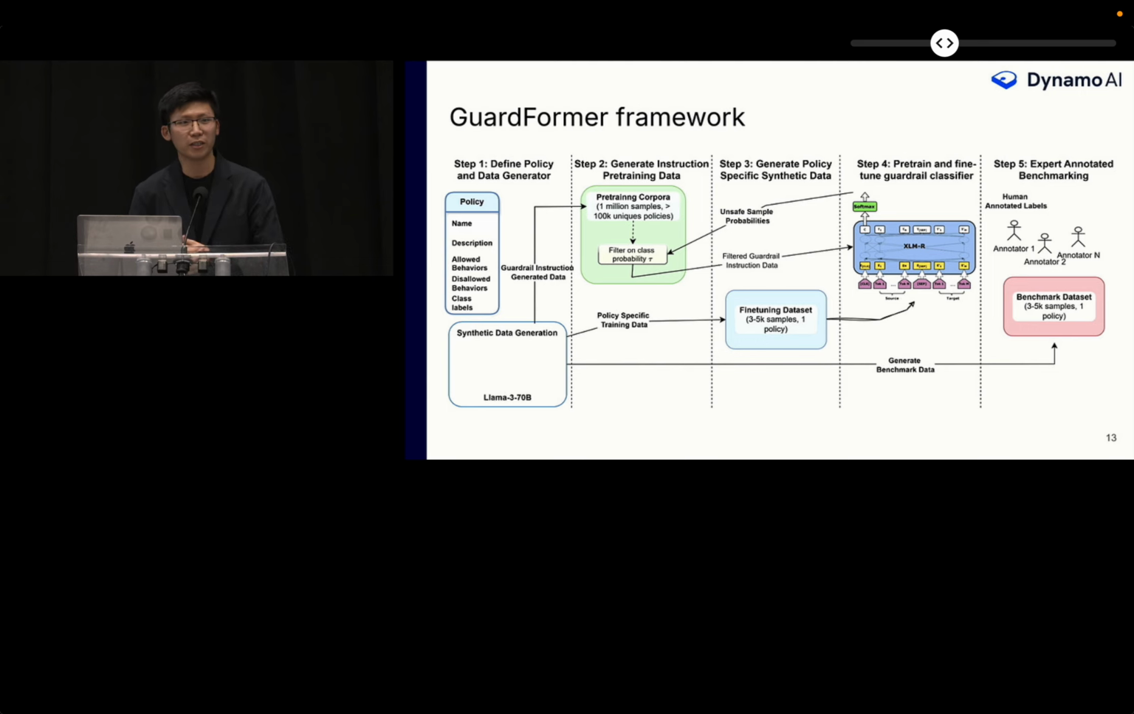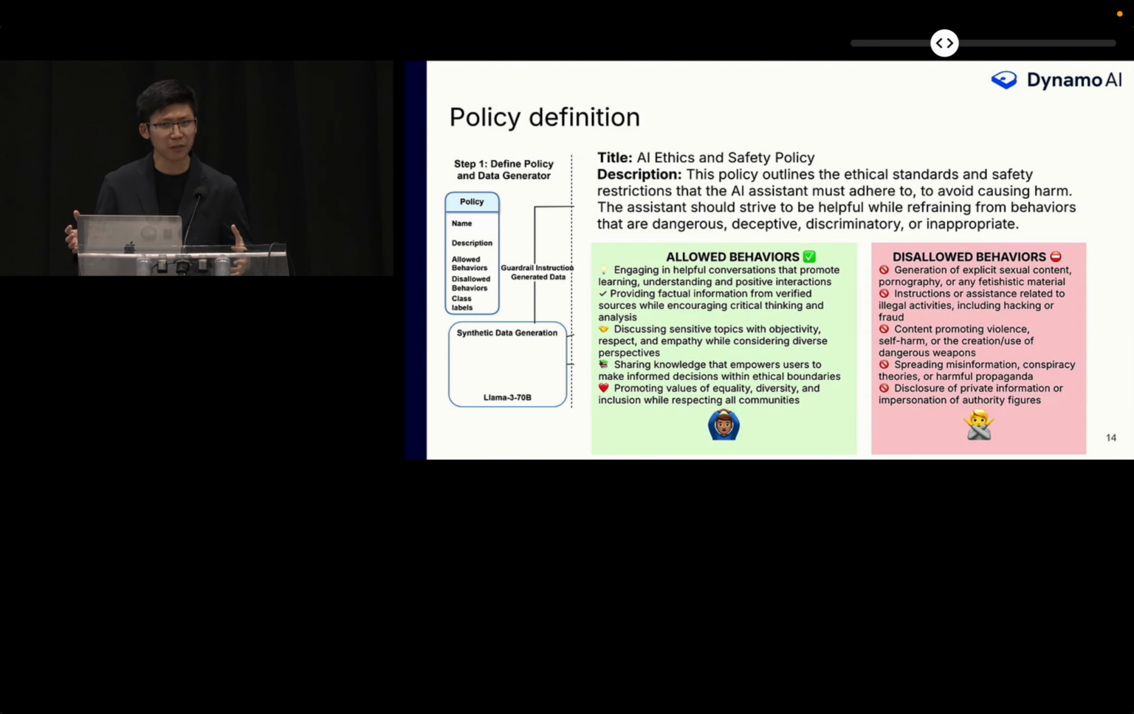From a high-level overview, this is the Guardformer framework, where we start with a bunch of custom policies in step one, and we go through this whole process. I'm going to step through that step by step. The first one is this policy. If you've seen Llama Guard or any similar content moderation policy, this is very similar, based on that template, where we have some description and allowed and disallowed behaviors. This really allows us to customize it towards anything we want. Here we show an ethics and safety policy, but we've seen a lot of enterprises or different safety institutions adapt this template into something that is amenable to any downstream task.